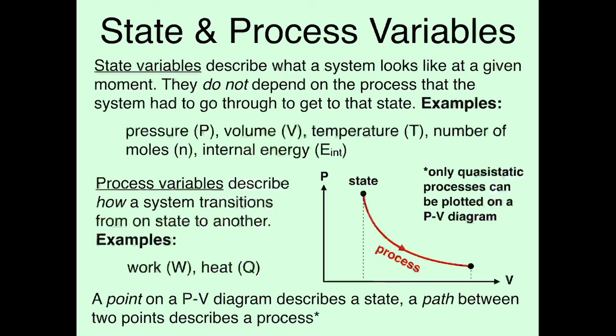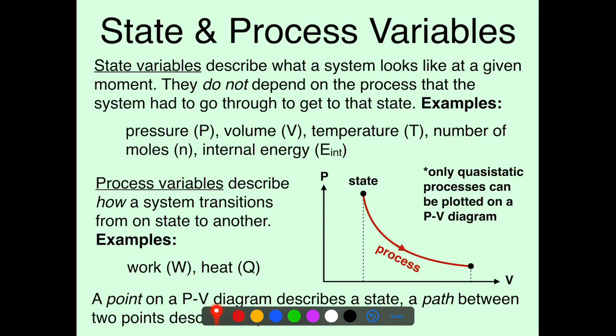So the best way of distinguishing these two things, I think, is to think about a PV diagram, okay? If you're talking about a point on a PV diagram, you're talking about a state, because at a particular point, I know that my gas has a certain pressure, I know that it has a certain volume. And then from that, I could also use the ideal gas law, let's say, to calculate the temperature or anything else about the state of the system.